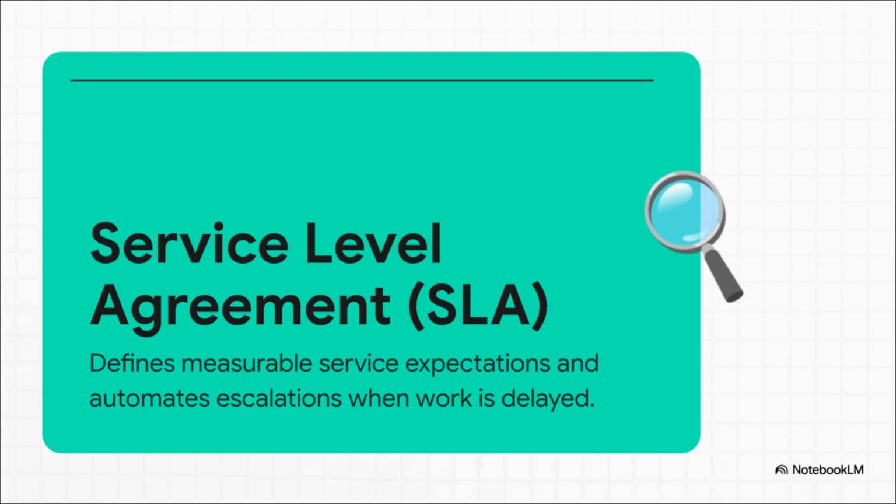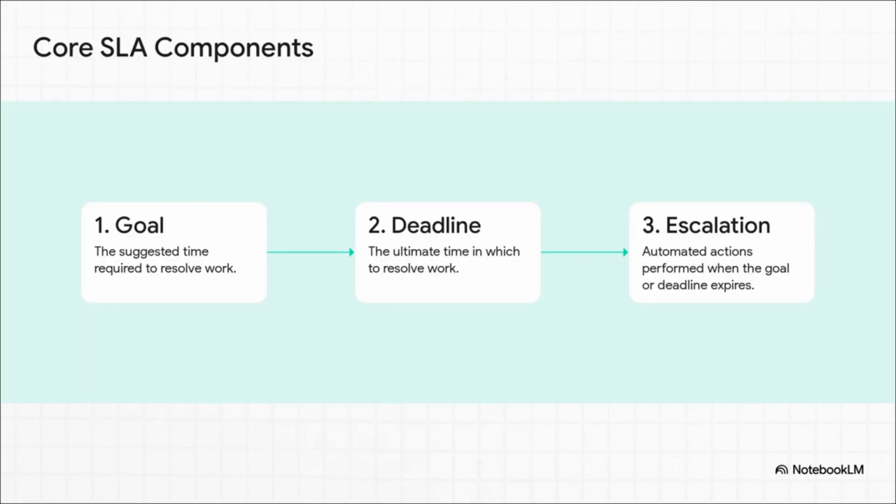It clearly defines what on-time actually means, and this is the best part, it knows exactly what to do when things start to fall behind. At its heart, every single SLA is built on three really simple but super powerful ideas. First, you've got the goal. Think of this as the happy path, the ideal time to get something done. Then there's the deadline. This is the drop dead, no more excuses, last possible moment. And finally, you have the magic ingredient, the escalation. That's the automated action that springs to life the second a goal or a deadline gets missed.